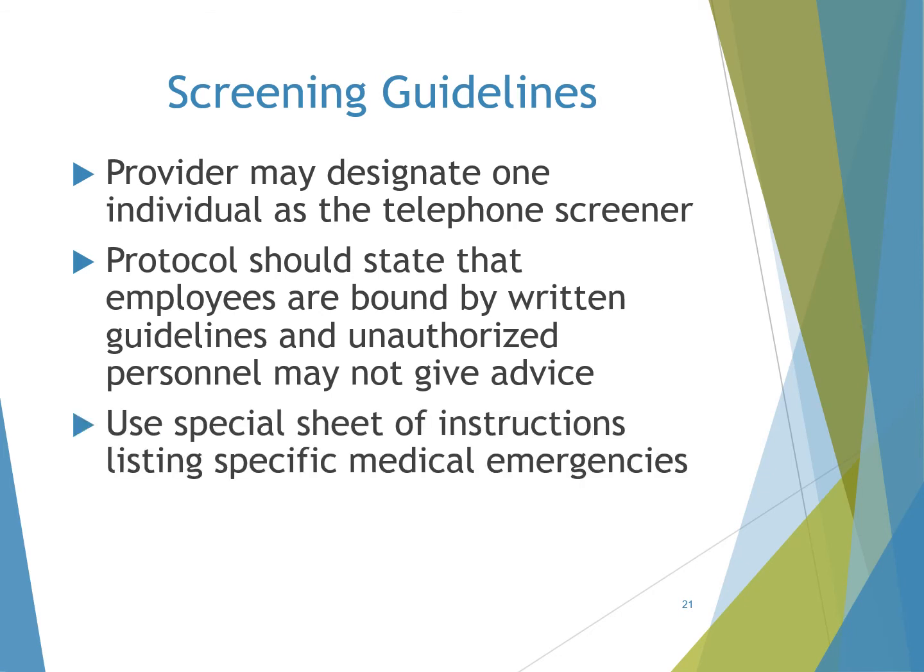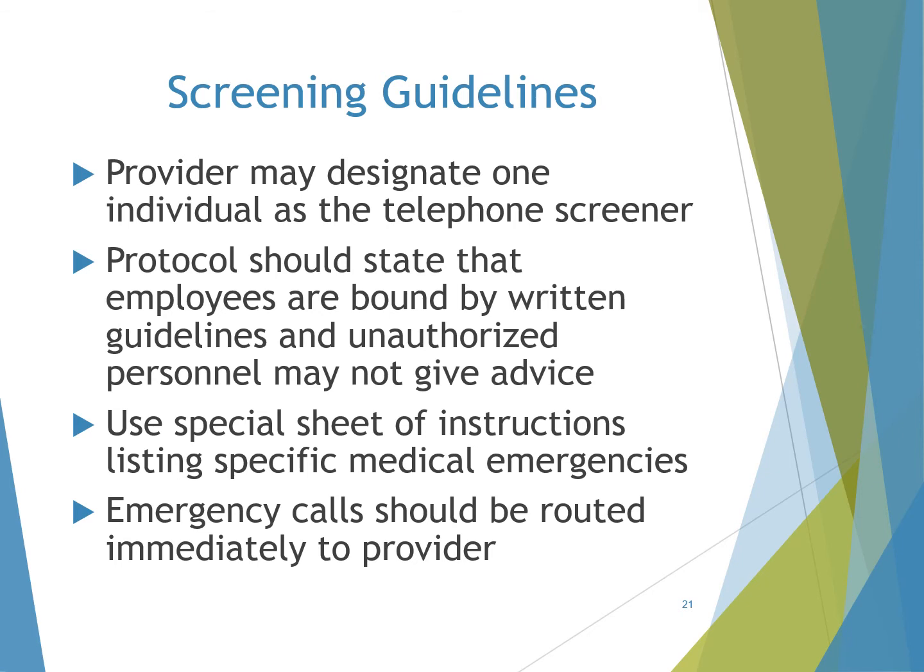Use a specific sheet of instructions listing specific medical emergencies such as chest pain, heavy bleeding, fainting, seizure, and poisoning. Guidelines should be posted by each telephone. The telephone numbers for the nearest poison control center, hospital, and ambulance should be listed as well. Emergency calls should be routed immediately to the provider. Additional instructions should include what action to take if no provider is available, maybe sending the patient to the emergency department or calling for an ambulance. Most offices have some means of constant contact with the provider, whether by pager, cell phone, or another method.